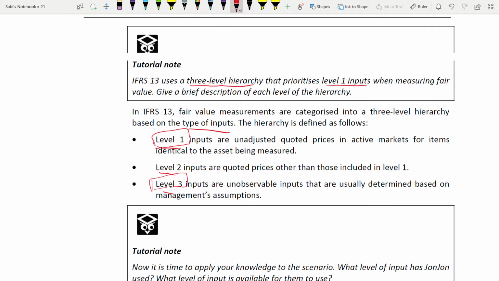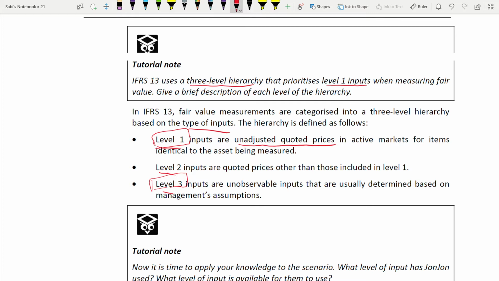So let us see what is level 1. Level 1 inputs are unadjusted quoted prices. That means you don't have to adjust this. As it is, you can take it. This is usually for identical products. Let's say, for example, I'm having a pencil with me. If I sell this pencil, or if I want to know what is the price of the similar pencil, I will definitely get it from the market, because there are so many identical pencils to my pencil. Or let us forget about pencil. Let us take some more luxurious good. Let me take a car or my mobile phone. If I want to know the price of a similar model, the same model, I can easily get it, because there's a market. There's an active market for it.